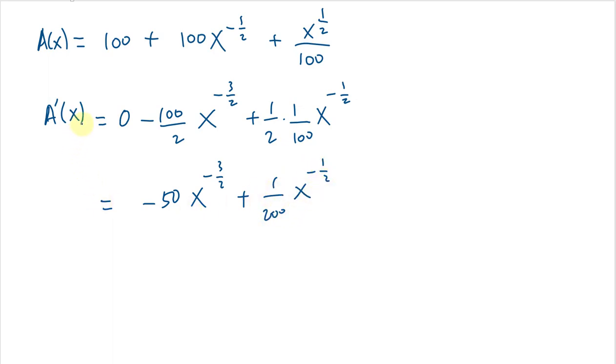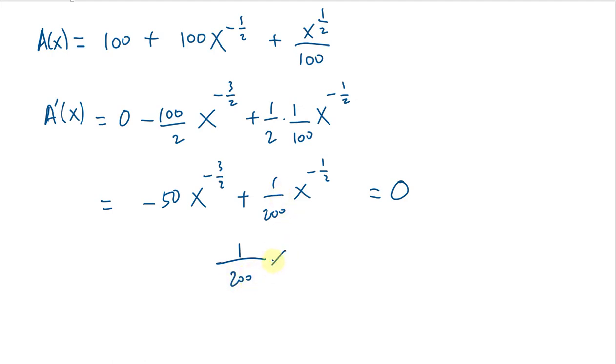After you take the derivative, we have to set it equal to 0 to find the critical point, because you are looking to find the local min of the average cost function. Okay, so once we set it equal to 0, we have to solve for x. To solve for x, let's move this term to the right hand side.